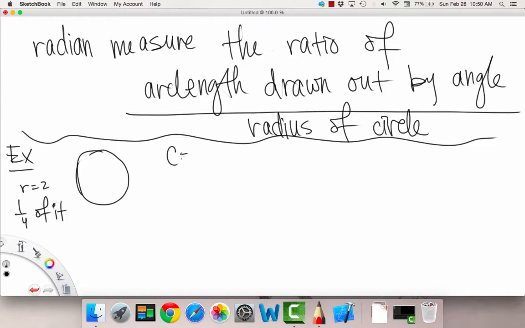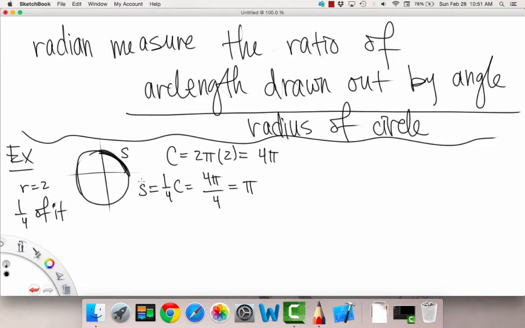So let's find the circumference of the entire thing. That would be 2 pi r, and our r is 2. So C is equal to 4 pi. That's the distance all the way around your circle, that arc length there. And if we take a fourth of that, a fourth of our circumference is equal to 4 pi over 4, right? That just gives us pi. So I'm going to call this s here. Our arc length of a fourth of our circle is going to be equal to just a single pi.